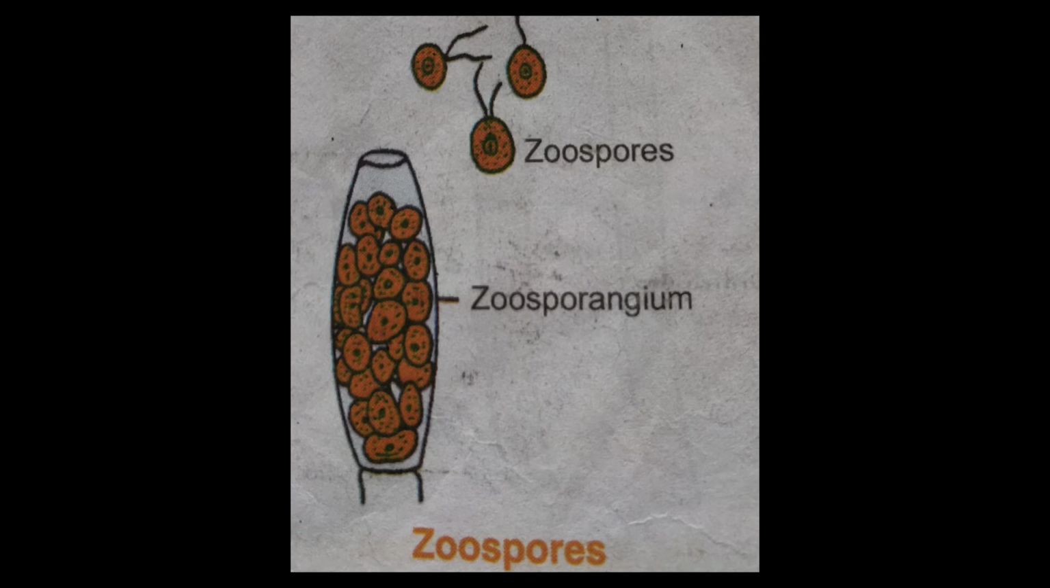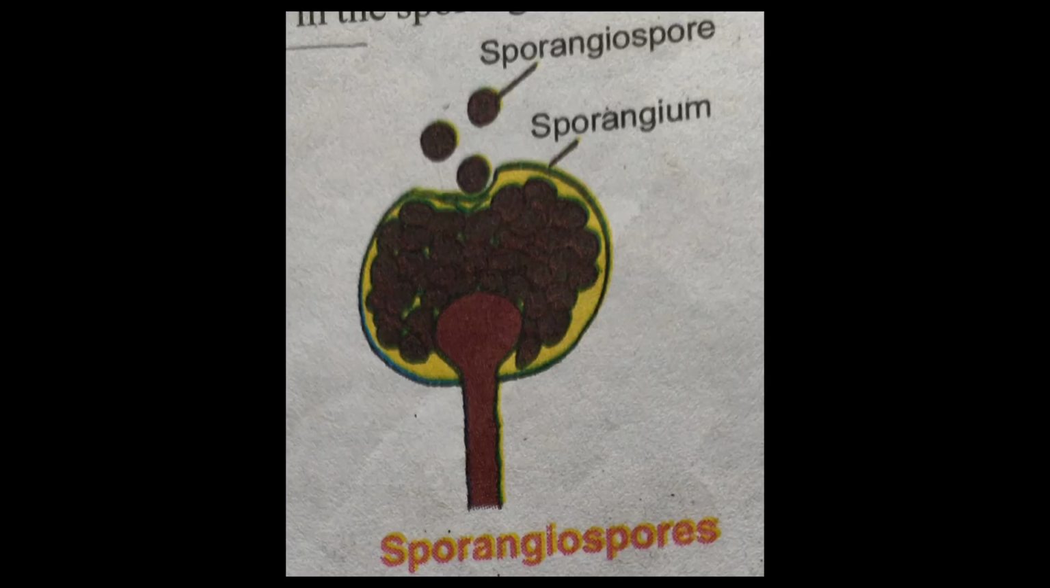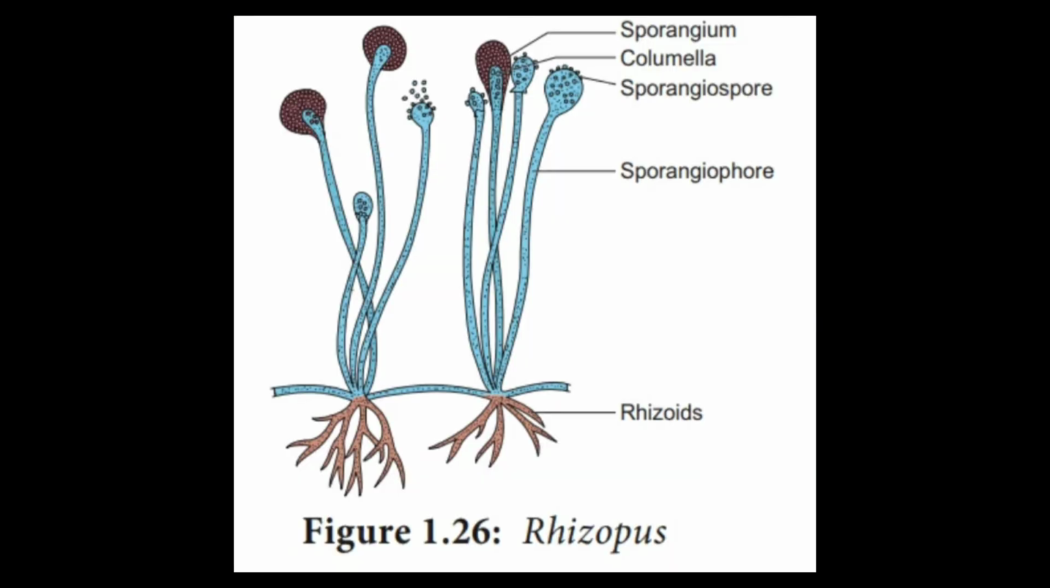And there are sporangiospores, which are also endospores, but they are non-motile spores. Inside the sporangium, many sporangiospores are formed. This is also a type of asexual reproduction. Here comes Rhizopus, which belongs to the first class called Phycomycetes. Rhizopus is commonly called bread mold. We can see the sporangium. Inside the sporangium, we can see the sporangiospores.